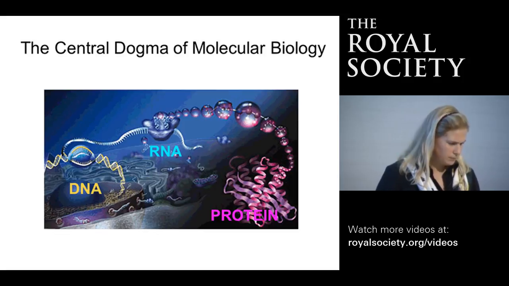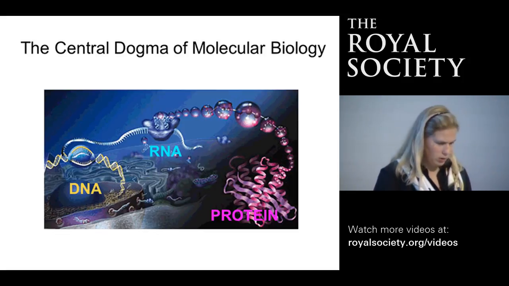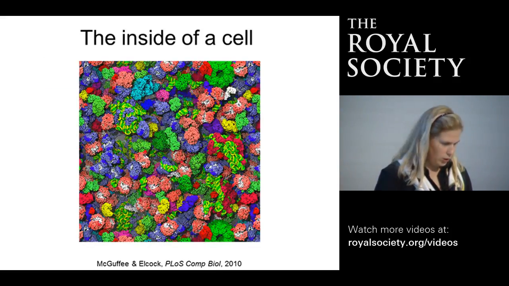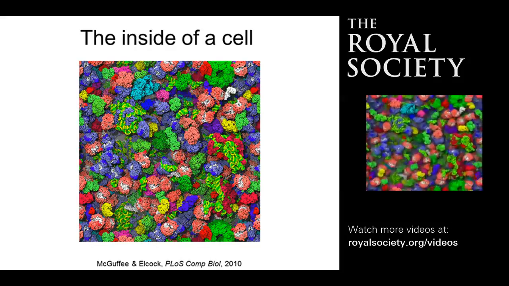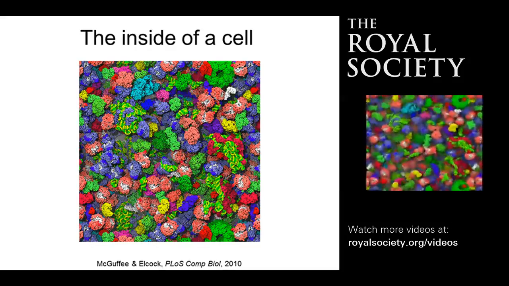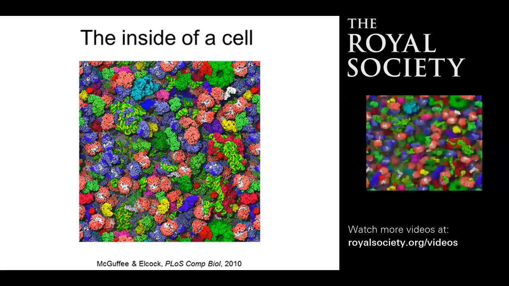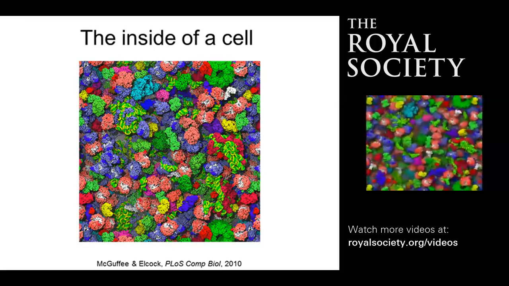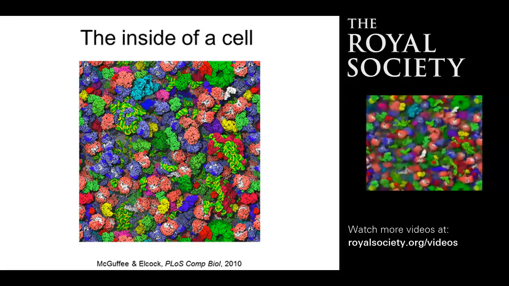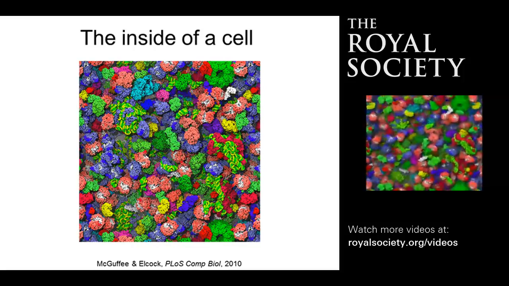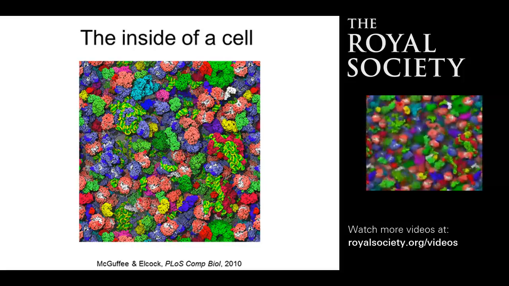And the reason that this is so important is really illustrated by another movie. So I'm going to show you what the inside of a cell looks like. This is a really beautiful simulation from Adrian Alcock, where you see the inside of a bacterial cell, but an animal cell looks very similar. So what you see here is that these are the proteins inside the cell. They're all wiggling past each other, very exciting, and so on.